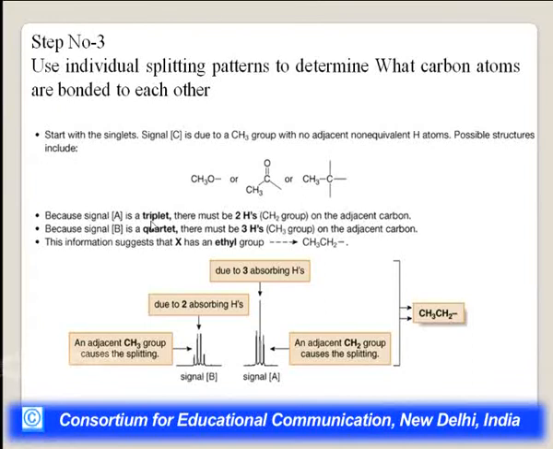Because signal A is a triplet, there must be two protons, a CH2 group, on the adjacent carbon. Because signal B is a quartet, there must be three protons, the CH3, on the adjacent carbon, because we have observed from Pascal's rule that if there are three protons adjacent to one proton, then a quartet will be observed. This information suggests that X has an ethyl group, CH3CH2. So an adjacent CH3 group causes the splitting of the two absorbing protons, so a quartet for signal B, and the three absorbing protons are split by the adjacent CH2 group, concluding that there is an ethyl group.